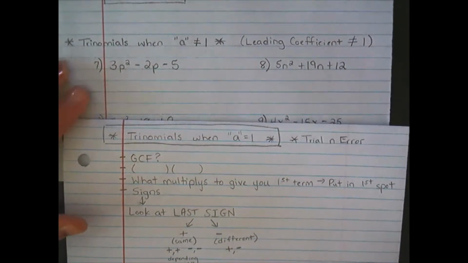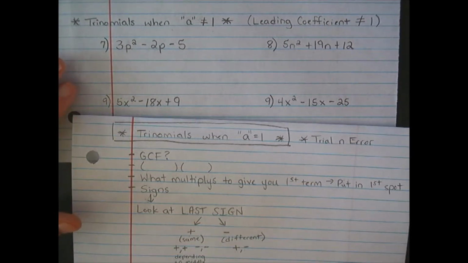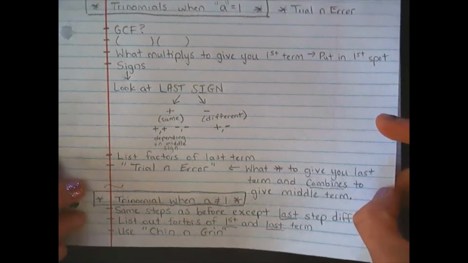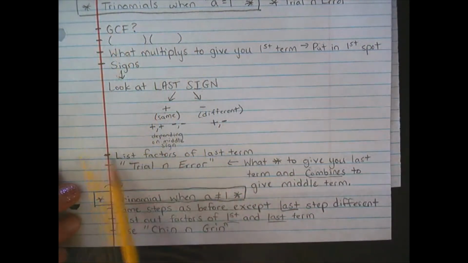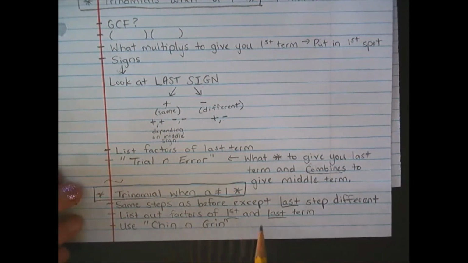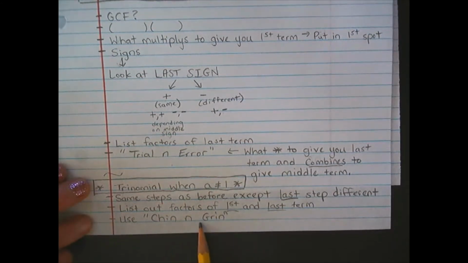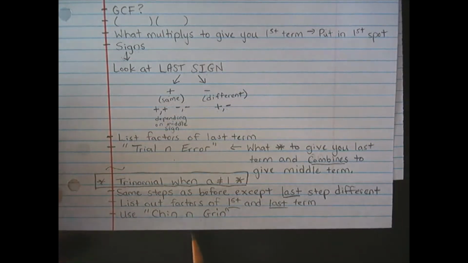But the amount of time that it takes won't be too terribly long, because it still involves trial and error. All right. So I'm going to go through the steps first, and then we will do some examples. You're going to notice that a lot of the steps that we did yesterday will actually be the same. But when it comes to that last step, instead of just doing the regular trial and error, we're going to do this thing called chin and grin, which is still trial and error. You'll see that there's a reason why I call it that.